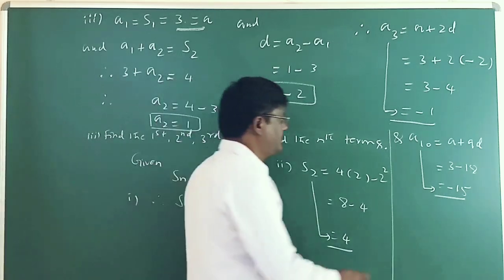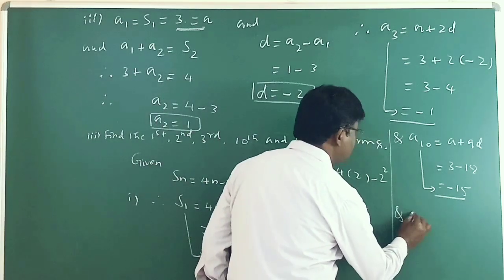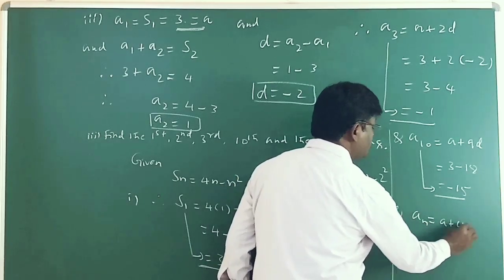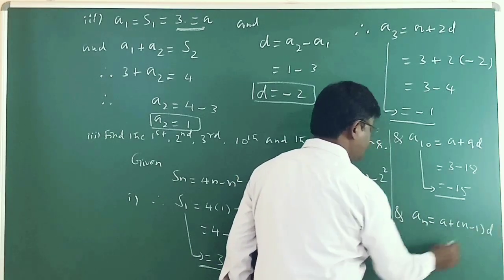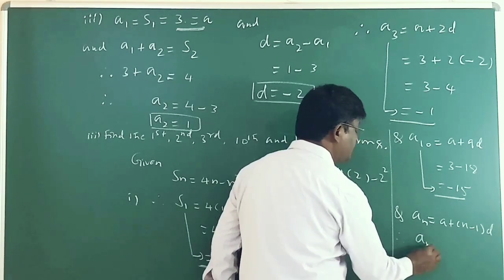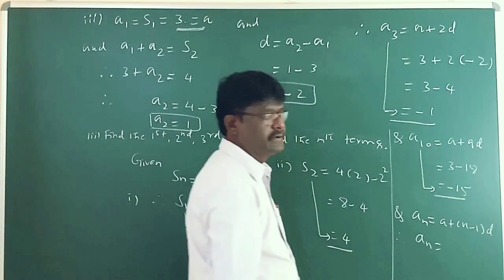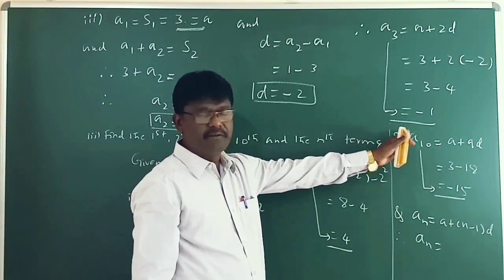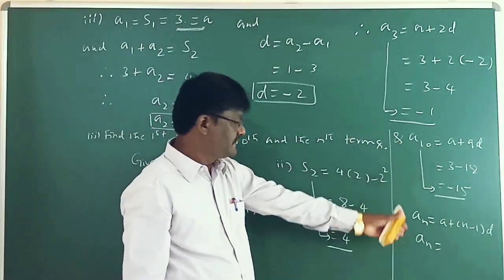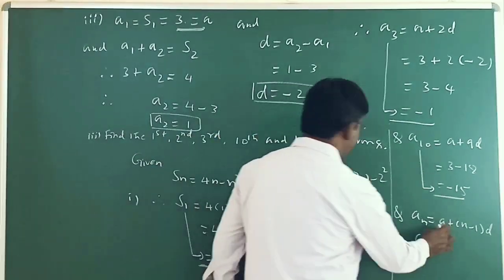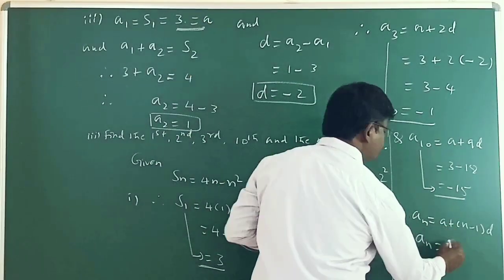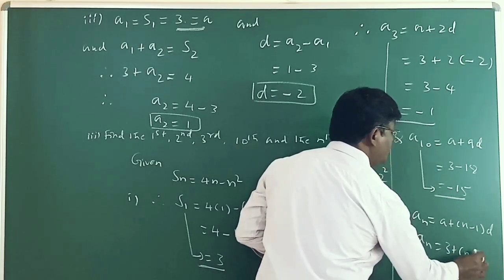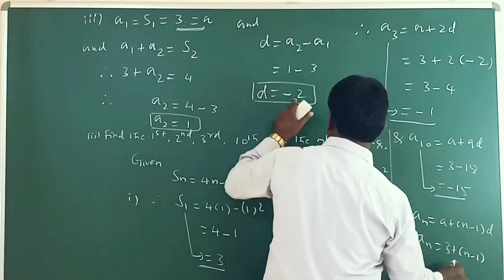Nth term. And nth term, an in AP, general formula, a plus n minus 1 into d. When it is nth term, n is n itself. If it is 9th term, a9. If it is 10th term, a10. If it is n, it is an. A is 3 plus n minus 1 into d. What is d? D is minus 2.